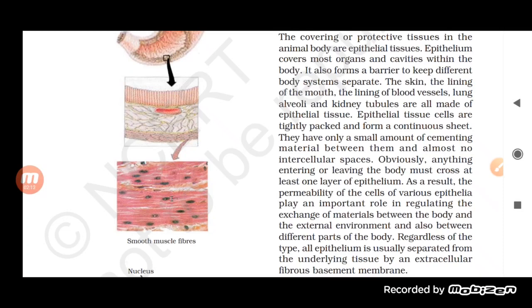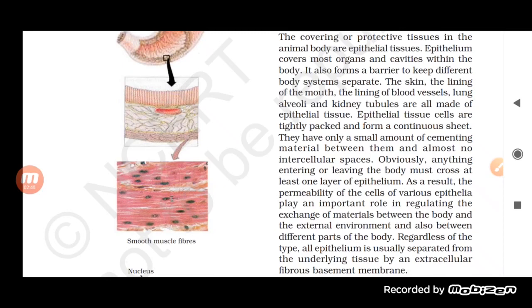epithelial tissue here. So obviously anything which enters or leaves the body will cross that layer of epithelium, and because of that, the permeability of the cells of the various epithelia plays a very important role in regulating the exchange of material between the body and the external environment, as well as between the different parts of the body.